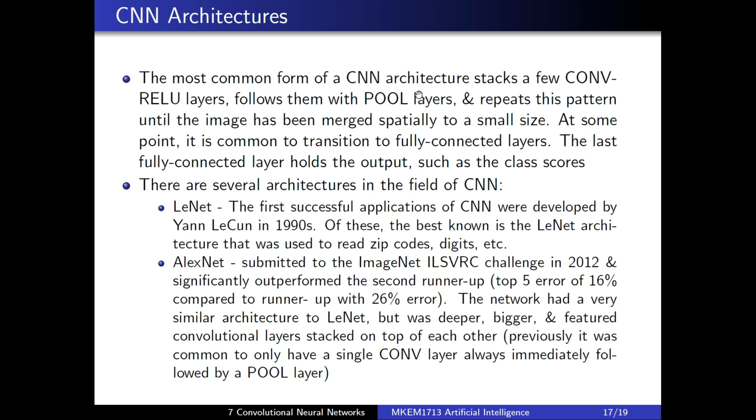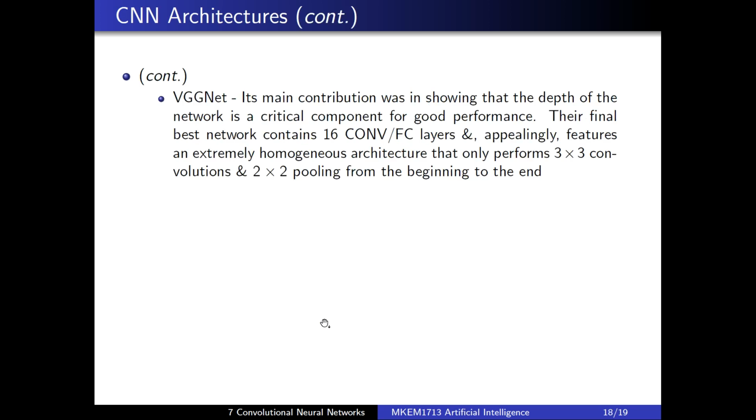The most common form of a CNN architecture stacks a few convolutional ReLU layers, follows them with pooling layers, and repeats this pattern until the image has been merged spatially to a small size. At some point, it is common to transition to fully connected layers. The last fully connected layer holds the output such as the class scores. There are several architectures in the field of CNN. LeNet is the first successful application, developed by Yann LeCun. Then AlexNet, and we have VGGNet, whose main contribution was showing that the depth of the network is a critical component for good performance. Their final best network contains 16 convolutional and fully connected layers and, appealingly, features an extremely homogeneous architecture that only performs 3 by 3 convolutions and 2 by 2 pooling from the beginning to the end.